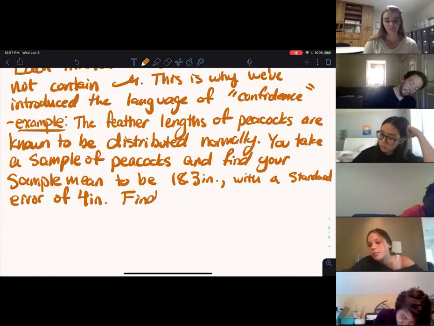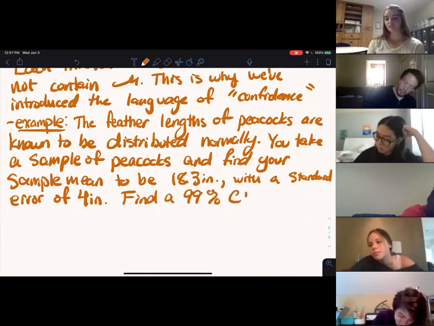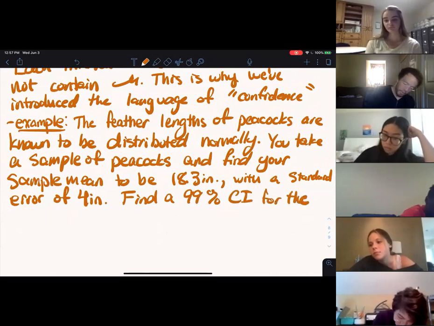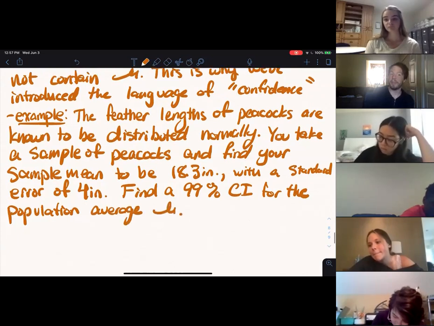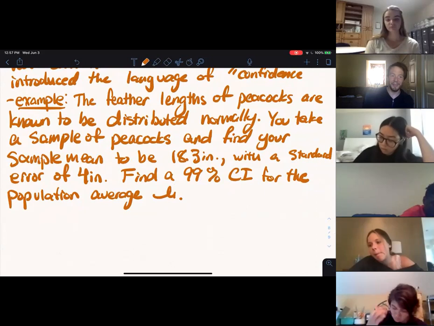Find a 99% confidence interval for the population average mu. So we don't know the population average, but we can make a confidence interval to say something about the population average.